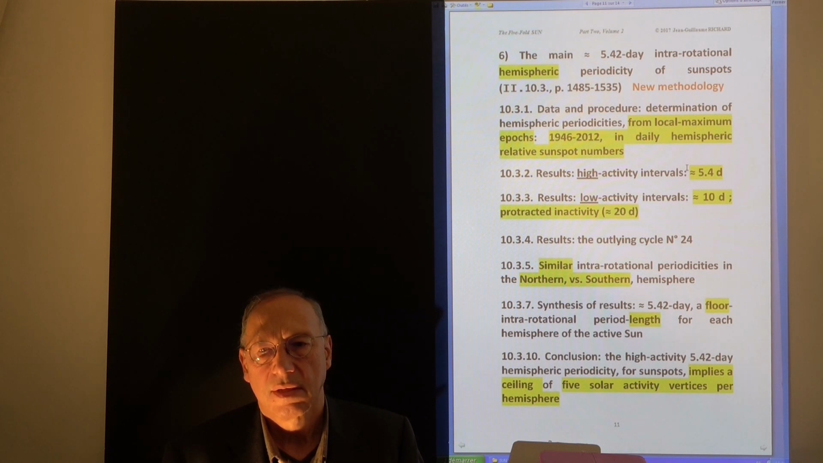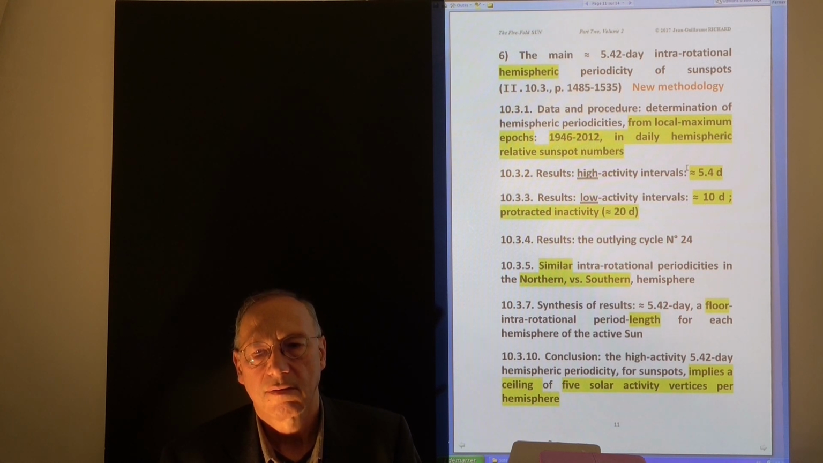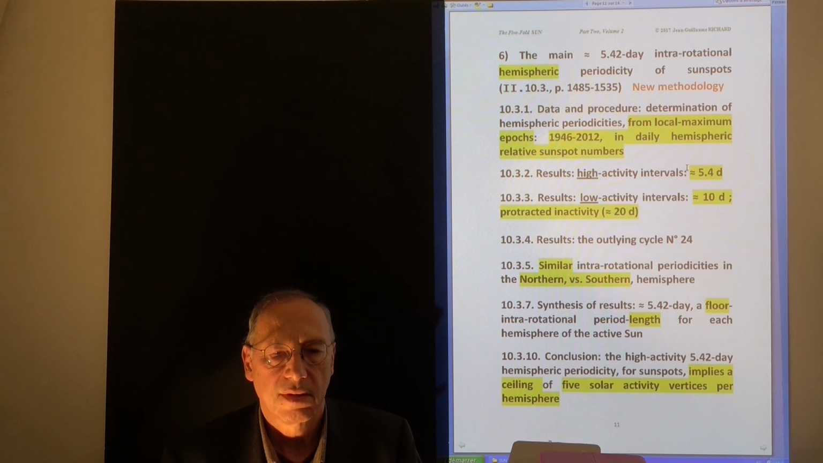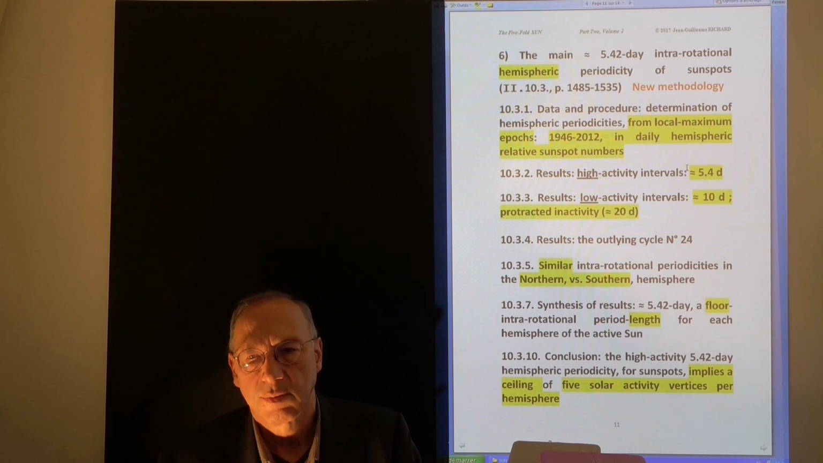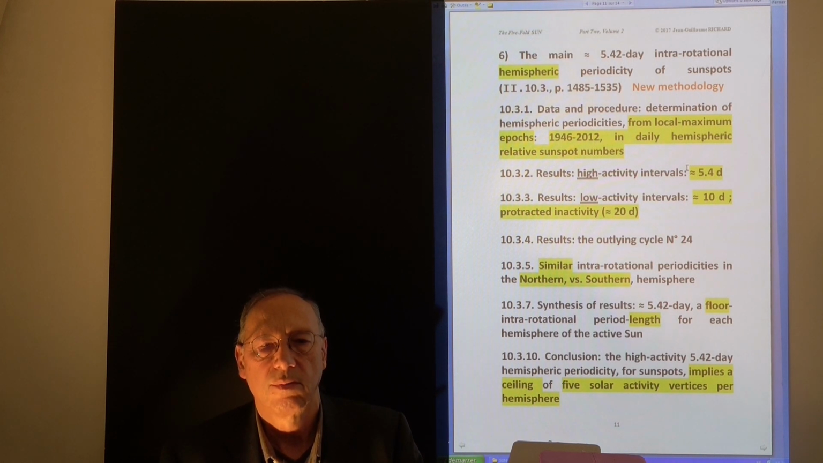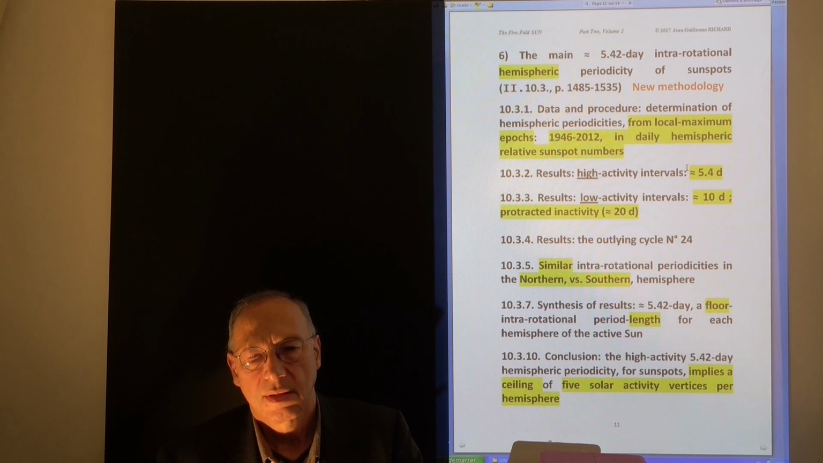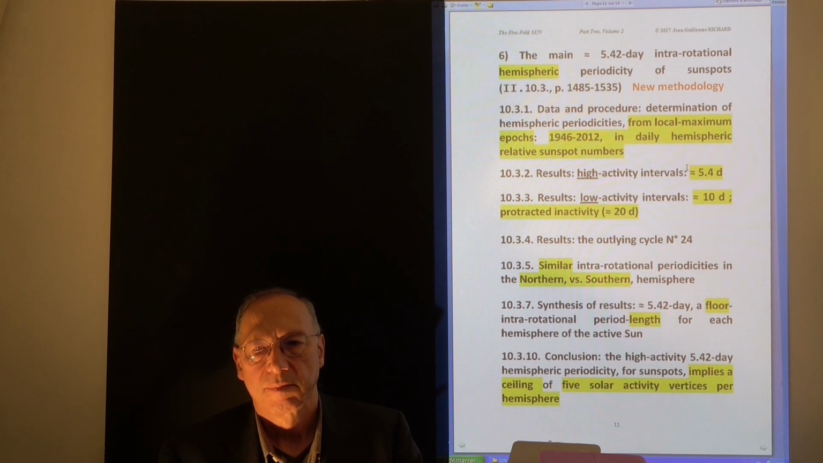The result is that for high activity intervals, since 1946, we find an intra-rotation hemispheric period of 5.4 days. It is the same within error bars in the northern hemisphere and in the southern hemisphere. Whereas for the low activity intervals, it is double as much. It is 10 days, and when there are almost no sunspots, it is again double, about 20 days.